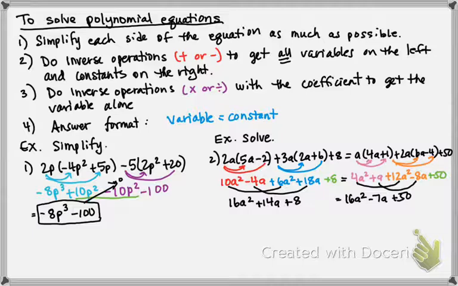So now I'm going to do inverse operations. And I'm going to subtract 16a squared from both sides. They both zero out, they're opposites. I'm going to add 7a to both sides to get the variables on the left. So I'll do this all together at one time. I haven't done that in a while. And then I'm going to add 8 to both sides.